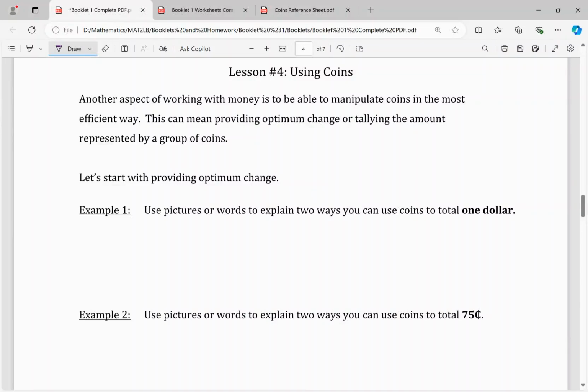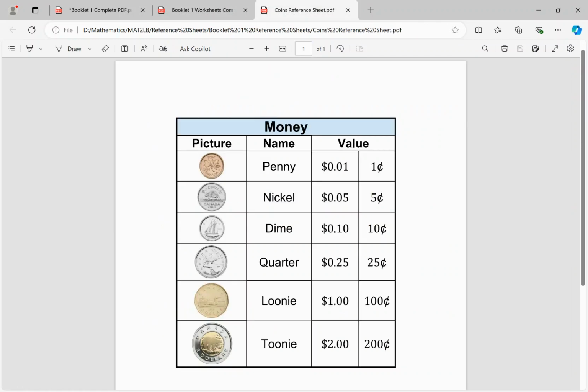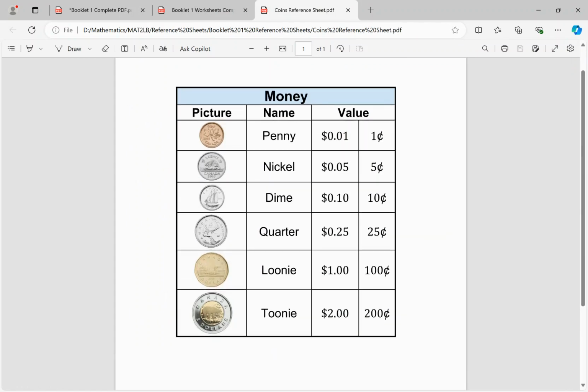Hello, everybody. Today we are going to be working on lesson 4 in our first booklet, called Using Coins. Now, for today's lesson, you are going to need 3 of your handouts. First and foremost, we're going to need the lesson itself. We're going to need the homework sheet that comes after. And at the back of your binder in the reference sheet section, I have included this page right here.